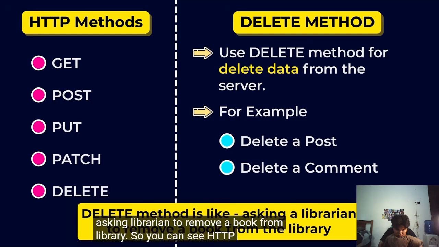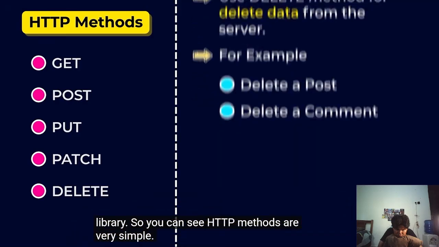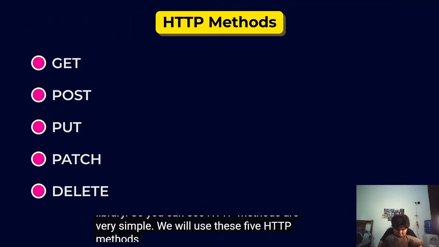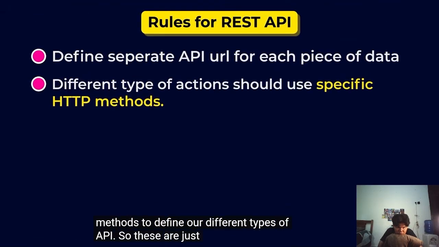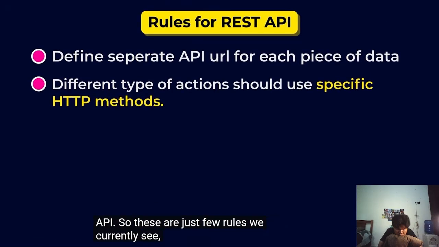So you can see HTTP methods are very simple. We will use these 5 HTTP methods to define our different types of API. So these are just a few rules we currently see, but don't worry, we will learn all these rules as we build APIs.